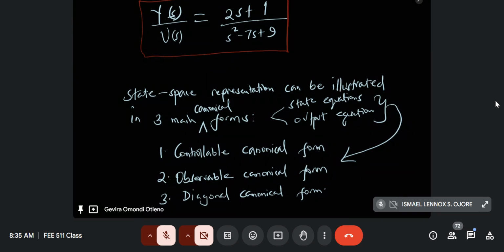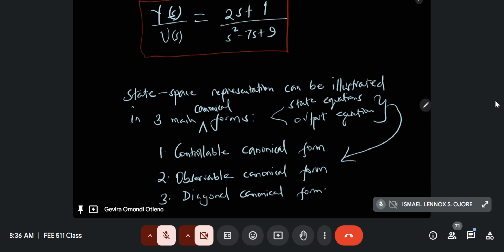And this is done just because they're different digital systems, and those digital systems accept inputs and outputs in different formats. So if they are accepting different inputs and outputs in different formats, then we must be able to represent the state space into different canonical forms. There are those systems that take controllable canonical forms, those that take observable, and others take the diagonal canonical forms.